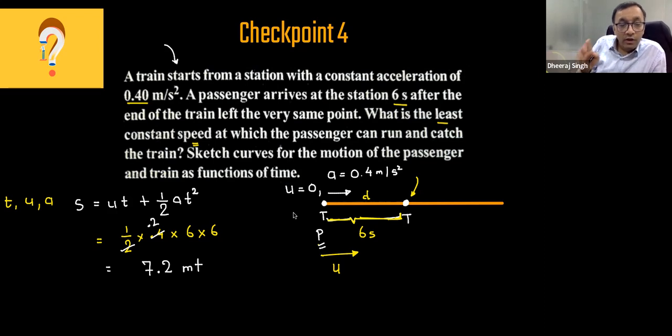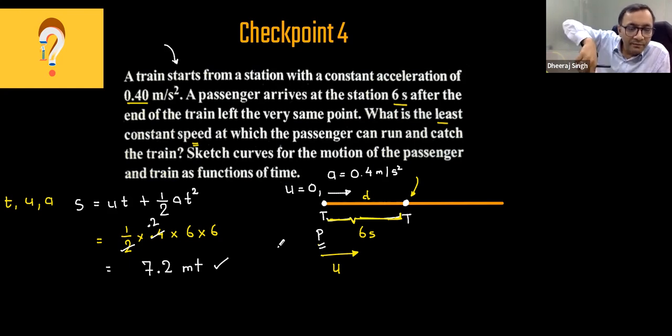Now, till now, passenger was not there. Only one thing was moving. So for that, you don't need to consider separation and approach. So this is one part of the problem. Only the train was moving.